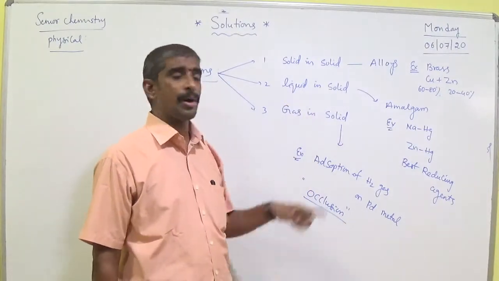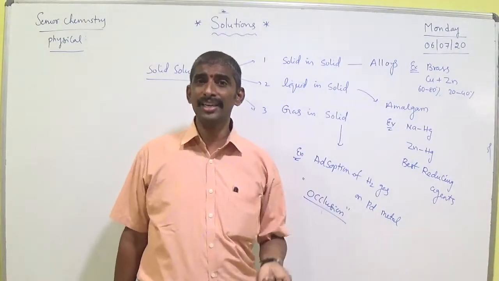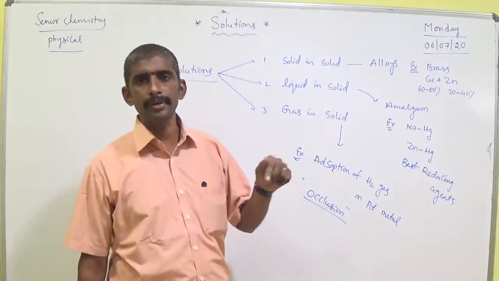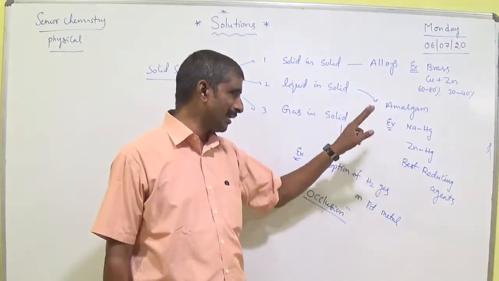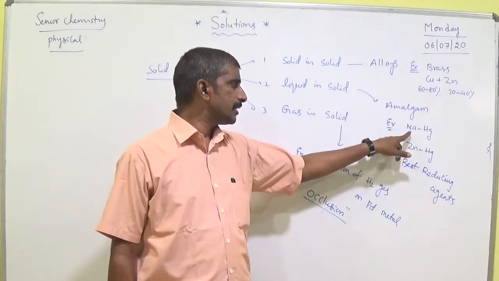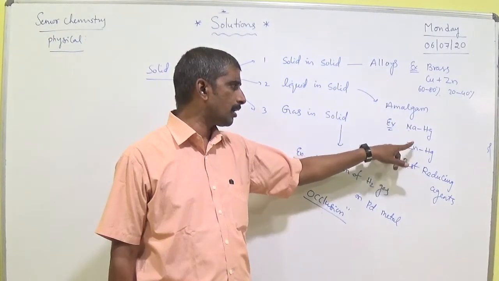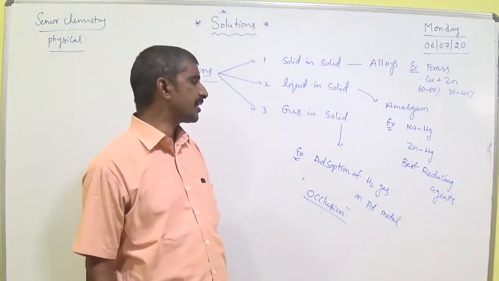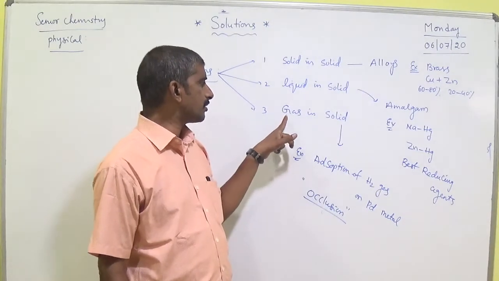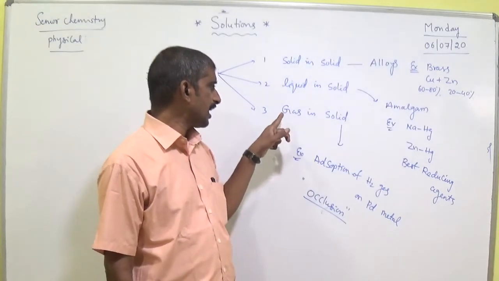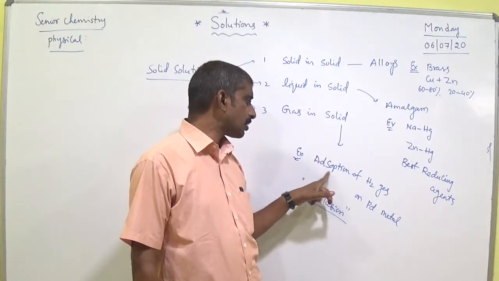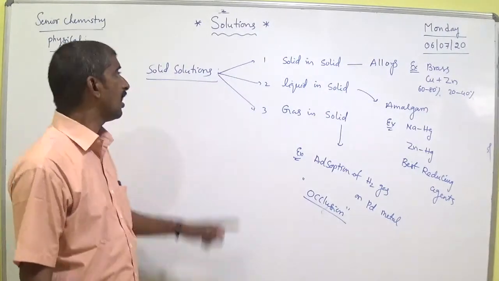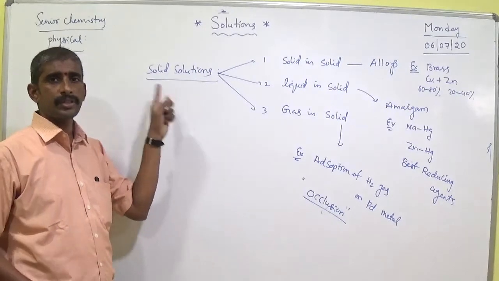Liquid in solid, amalgam. Amalgams are the best reducing agents in organic chemistry. Amalgam means mercury combined mainly with sodium or zinc, called sodium amalgam, zinc amalgam. Next, the third one is gas in solid. Gas is the solute, solid is the solvent. Adsorption of hydrogen gas on palladium is known as occlusion. That is the further classification of solid solutions.